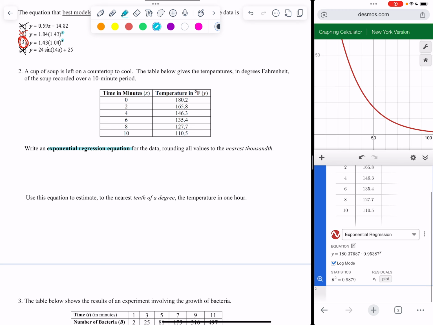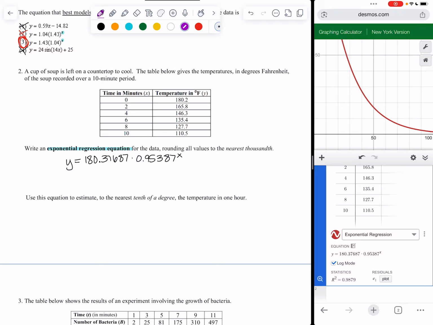Now, see this little spot here that says log mode and it's checked? You want to leave that. All that means is that this is going to calculate this regression equation similar to how it would calculate it on the TI-84 or any other scientific or graphing calculator that is used in an Algebra 2 class. So you're going to leave that checked, and then I'm going to take these numbers. So I'm just going to write the equation that I see. Y equals 180.37687 times 0.95387 to the x power.